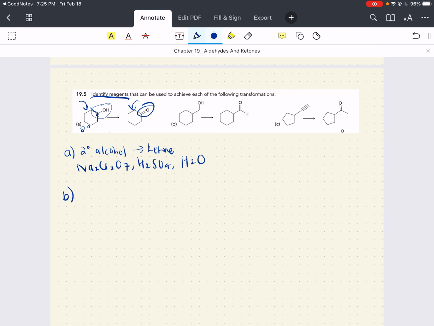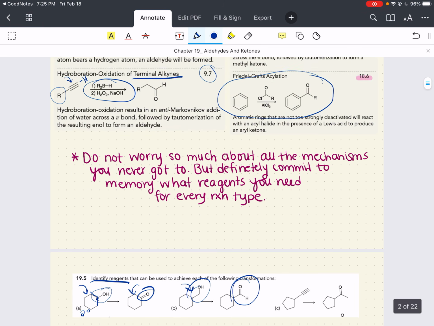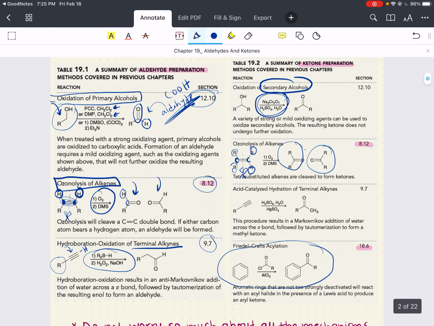Now let's look at B right here. What are we starting off with and what are we ending with? This right here is an alcohol again. This alcohol is being converted into an aldehyde. This is a primary alcohol going to an aldehyde. What kind of reagents do we need to accomplish this? Easy. Let's scroll back up. Oxidation of primary alcohols to get us to aldehydes.